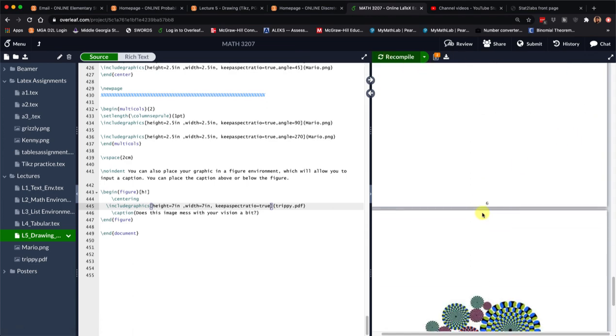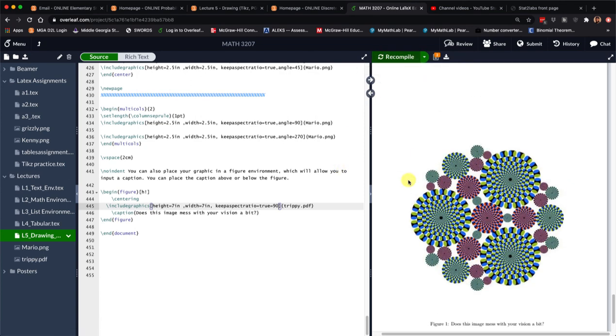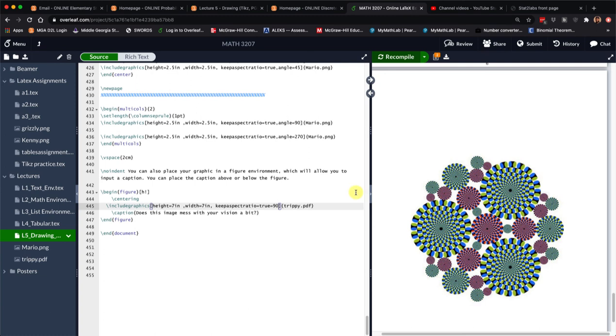It moved it down because it's the same thing, but for some reason when I had angle equals 90 in there, it kept it on the same page. So graphics can be a little bit weird in the way they behave. Oh, good lord, I just did something really weird. Angle equals 90, there we go.